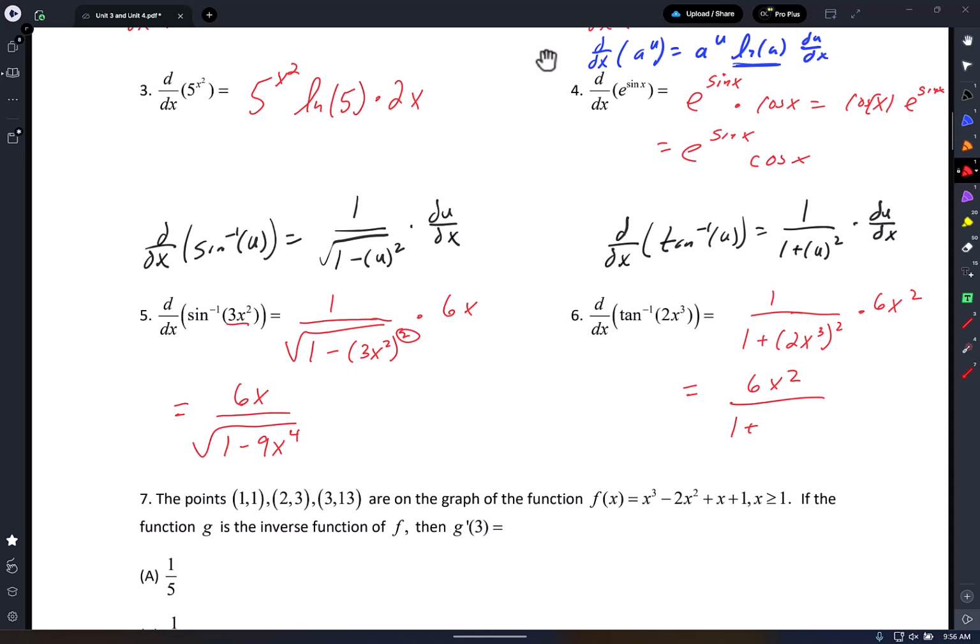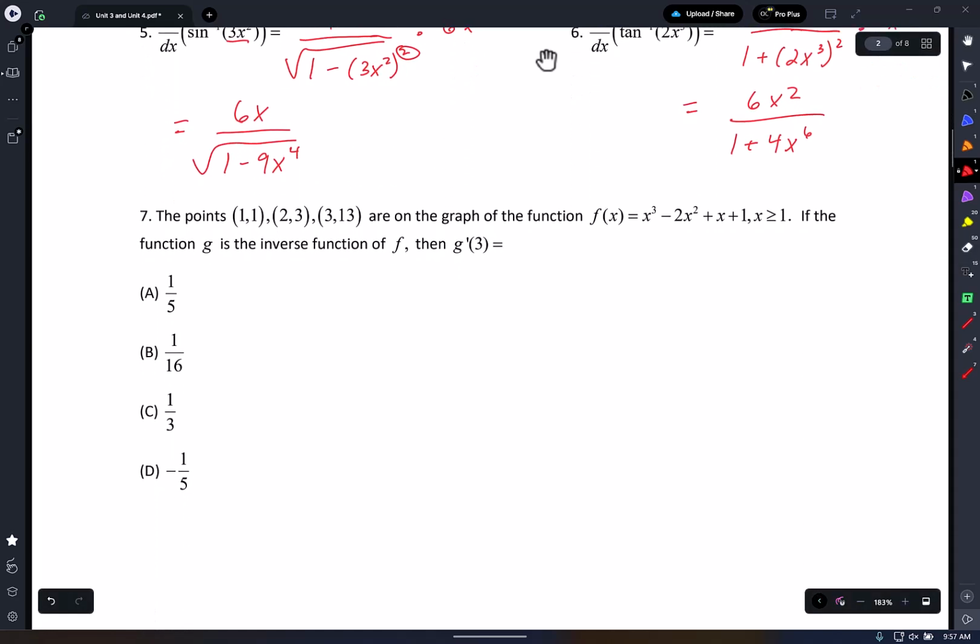You could have left it with the 2x cubed with the square there. But if you're going to square it, 2 times 2 is 4, and x cubed squared is going to be x to the 6. And there it is. We're done. All right, let's see what we got next.